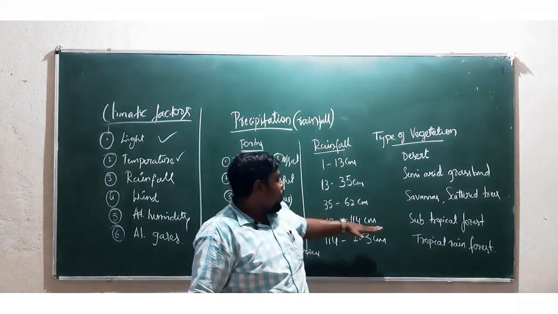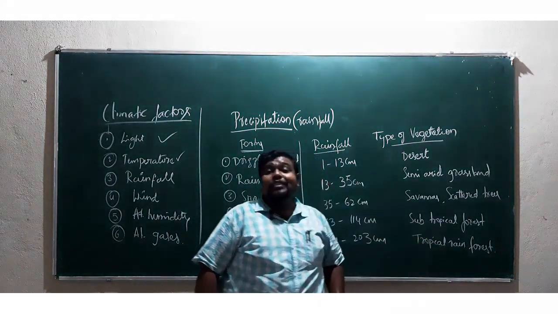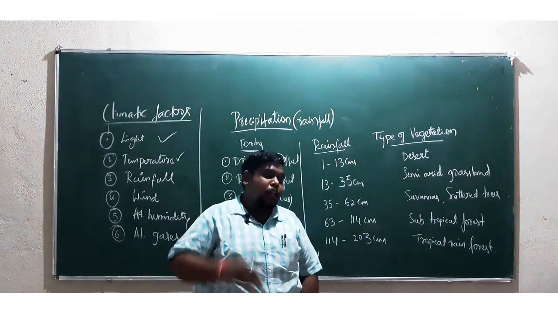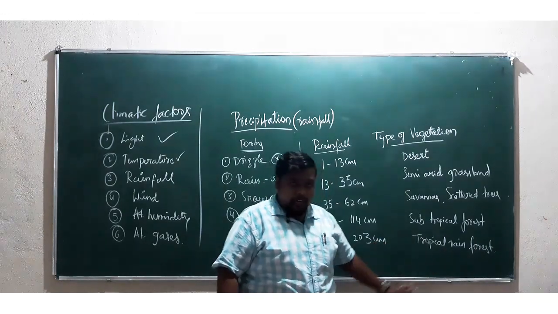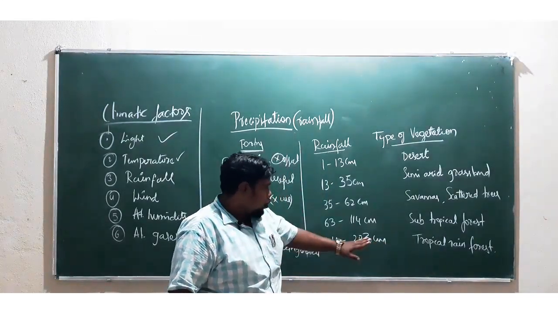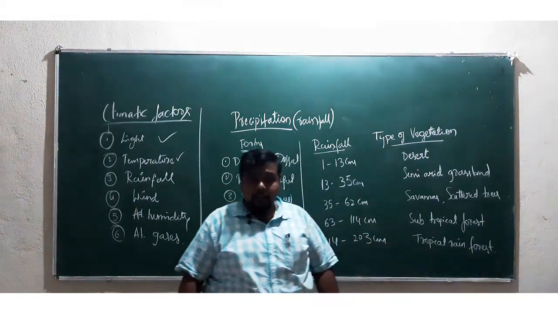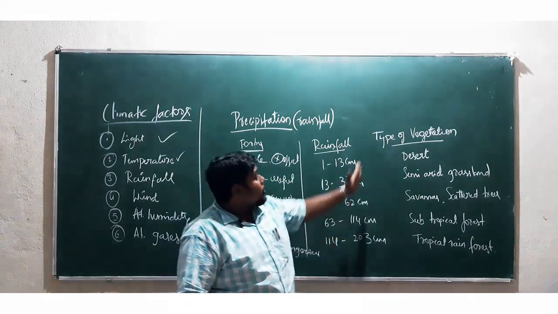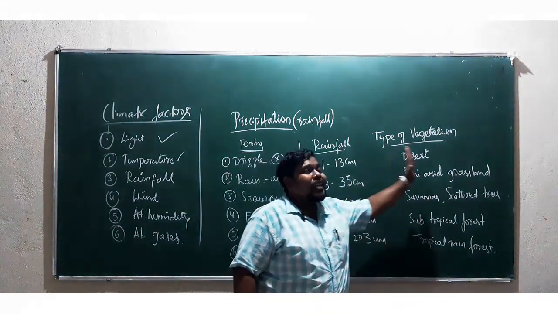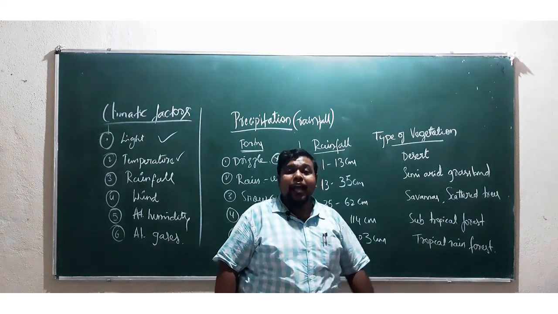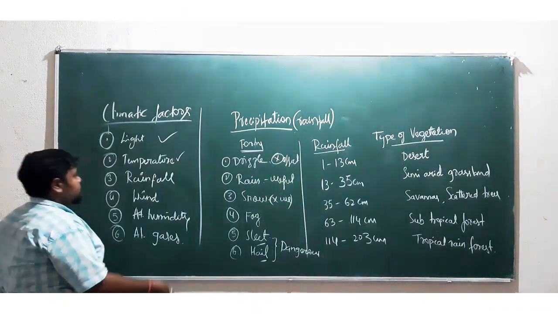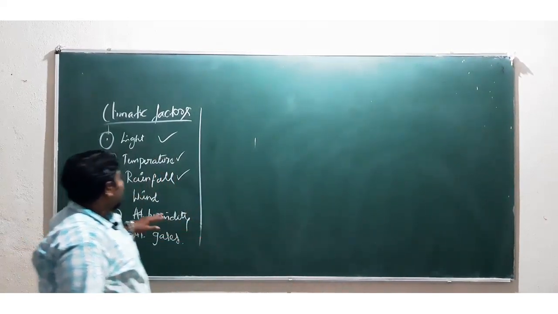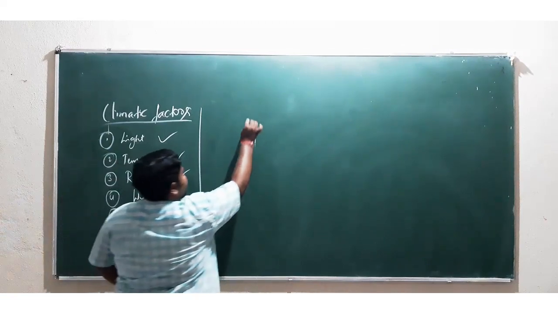It is around 63 to 114 centimeters, that is a subtropical forest. It is not less than a rainforest, but a step down from the Amazon forest or your evergreen forest. And we have 114 to 203 centimeters in a tropical rainforest here. So these are the various rainfalls, and according to these rainfalls we have proper vegetation here. Those have been recorded here, and we will move on to the next one. So we completed rainfall here, and we will move to the next climatic factor, that is wind here.